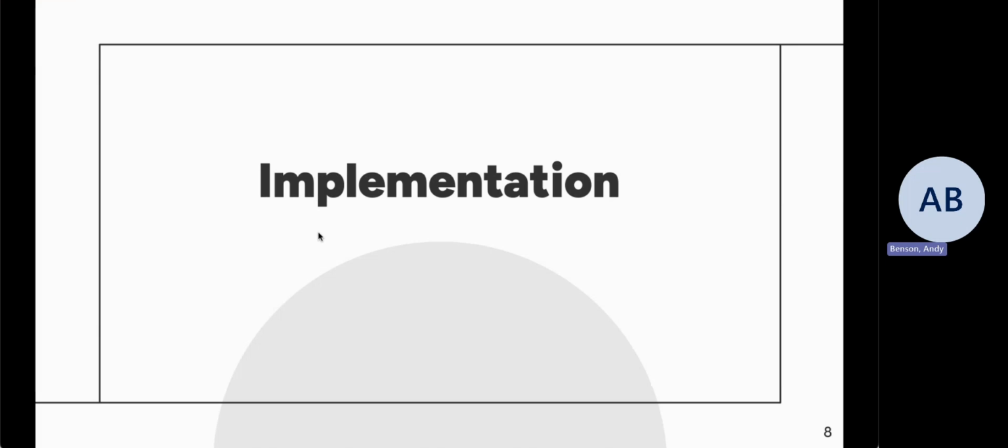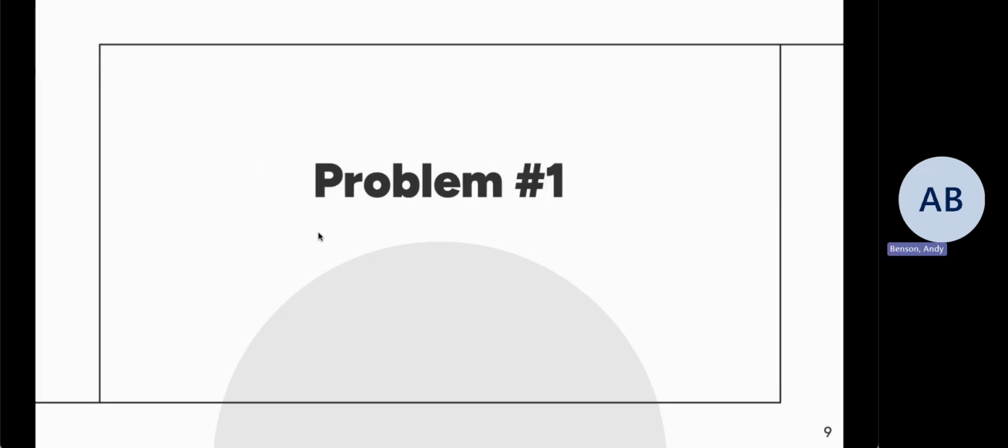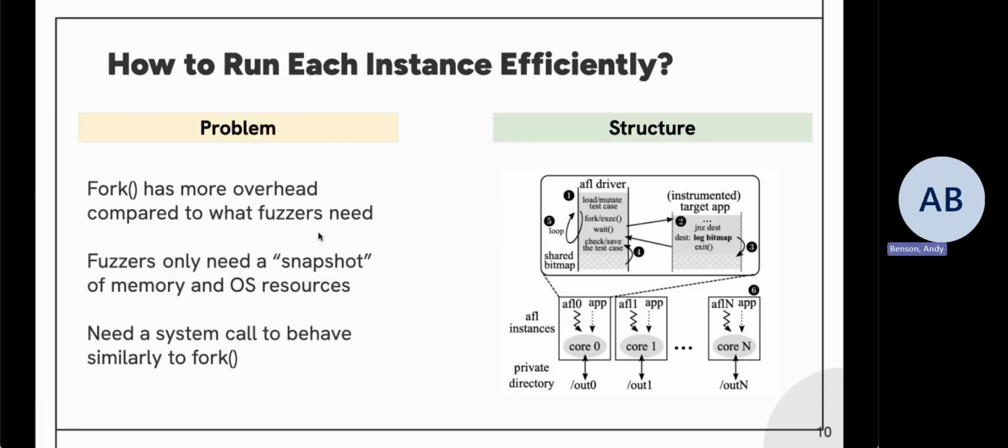So now on to the actual implementation to solve these problems. The first problem that we will look at is the fork system call, so how to run each instance efficiently. As shown earlier, current fuzzers operate by using fork servers to run a series of new processes executing on the target with new input.